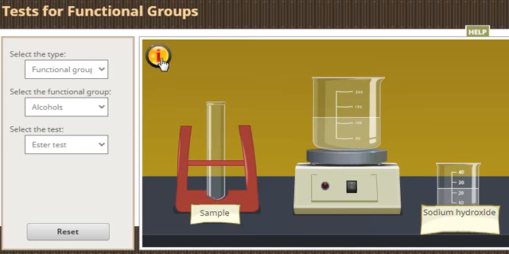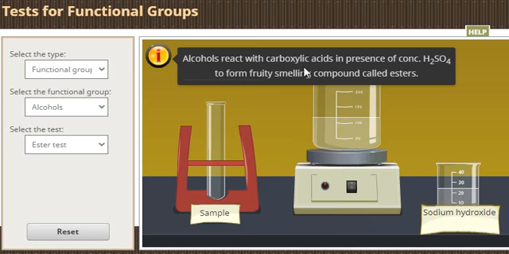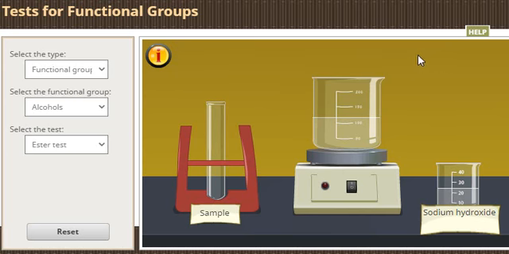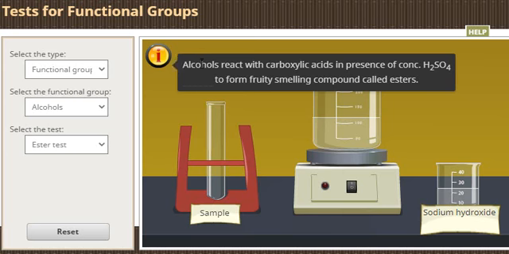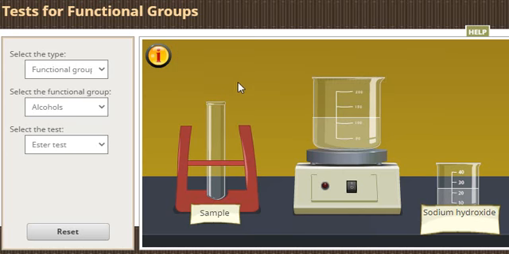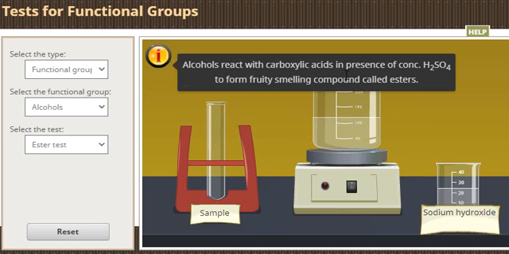And what exactly happens? What happens when alcohol reacts with carboxylic acid in the presence of concentrated sulfuric acid? Here the functional group is carboxylic acid, which means we are talking about glacial acetic acid. So when the alcohol reacts with the carboxylic acid in the presence of concentrated sulfuric acid, it forms a fruity smelling compound called ester.